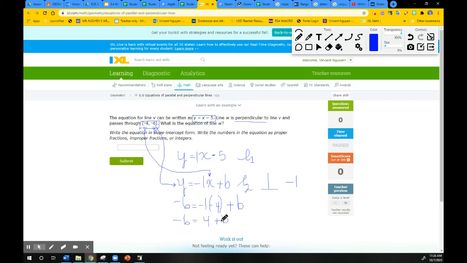Now I'm going to solve this one-step equation for b. So to solve for b, I'm going to subtract 4, because I'm moving that to the other side.